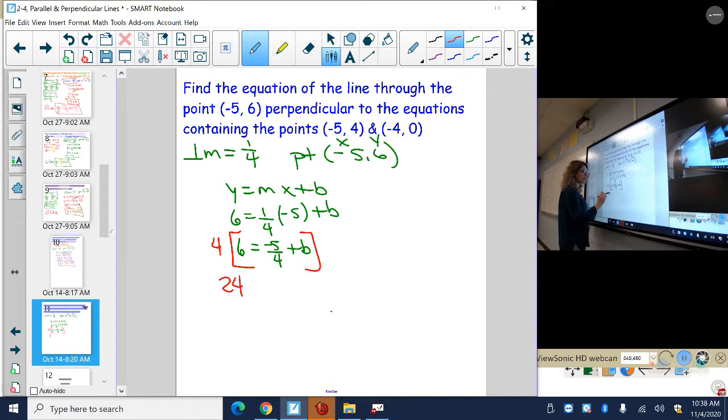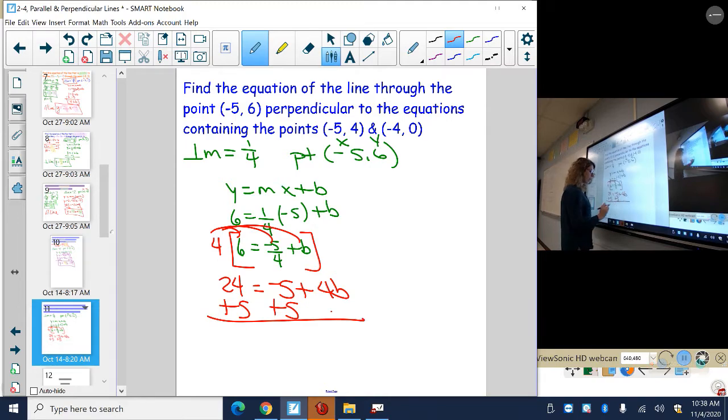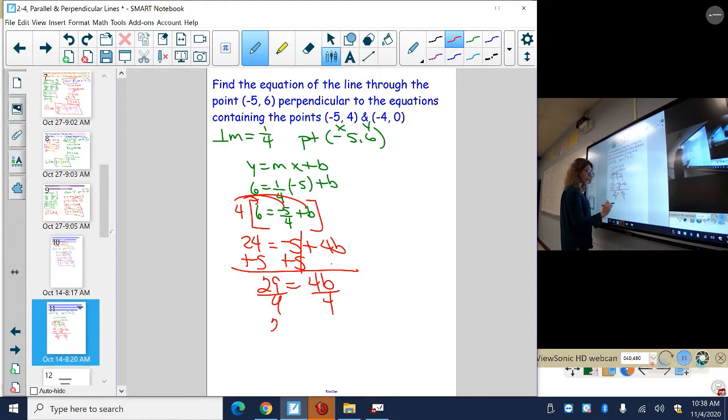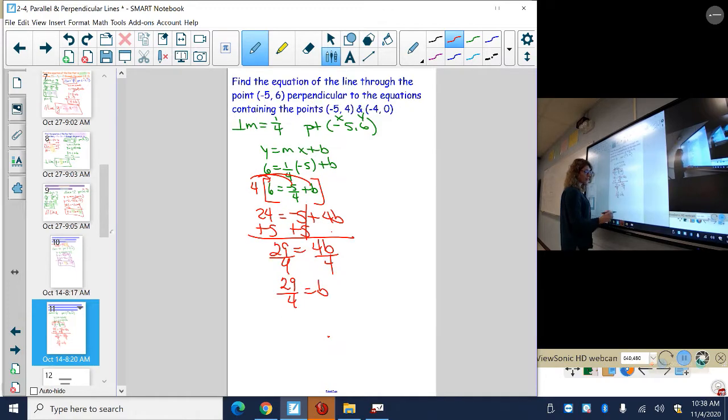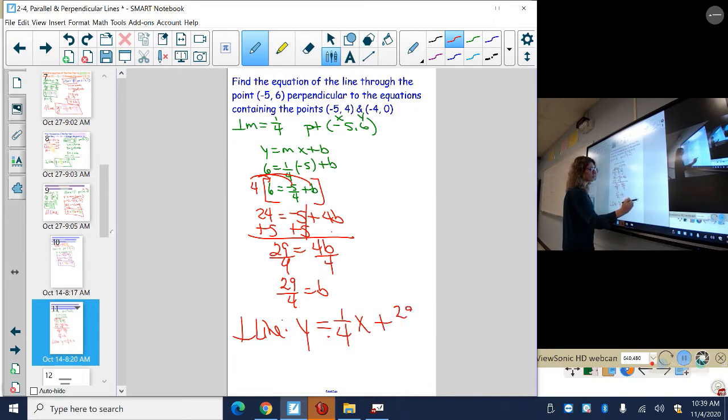So that's 24 is equal to -5, the 4's cancel out, plus 4b. Add the 5, and I have 29 is equal to 4b. Divide by 4, and I have 29 over 4 is equal to b. So my perpendicular line is y is equal to my slope, which is 1/4, x, plus my b value, which is 29 over 4.